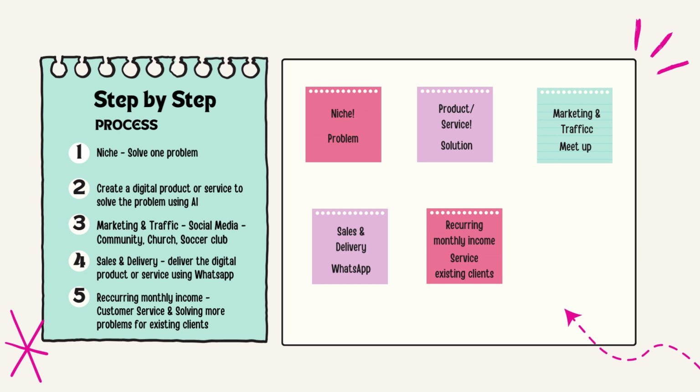Then step three would be marketing and traffic. For marketing, you can use online social media platforms. There are various platforms. Pick your favorite one. You don't have to be everywhere. Be consistent with just one platform. Choose a platform that you can be consistent on. If you're someone that doesn't like social media and you totally want to build this business on WhatsApp, that's fine.